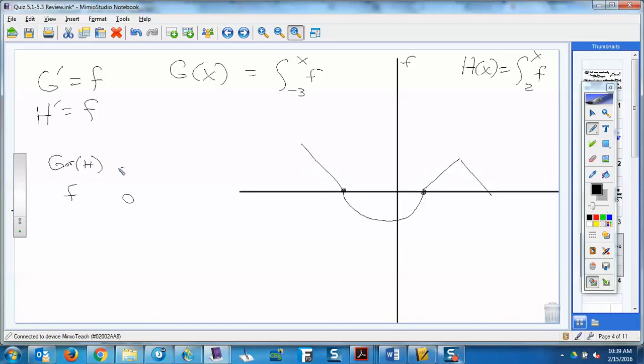So when this is 0, you've got a stationary point. When this is positive, you've got increasing. When this is negative, you've got decreasing, and so forth. Right? That's what the chart would look like. So in 51, we already did that.